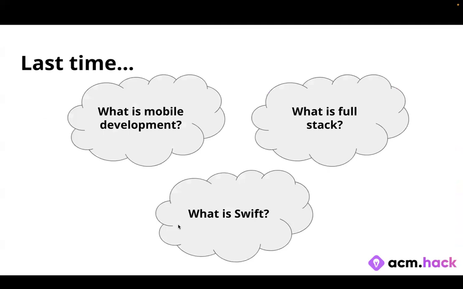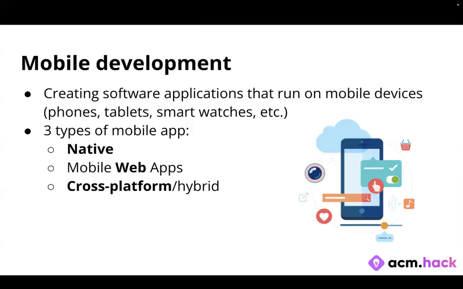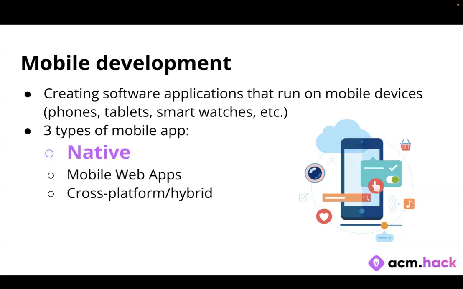So quick recap. I think, in my opinion, last time we covered 3 very important concepts: mobile development, full stack, and Swift. I'm going to start with mobile development. What is mobile development? I think this term is actually quite self-explanatory. Basically, mobile development means to create software applications that run on mobile devices. The majority of the devices right now are phones, tablets, smartwatches, but that range could expand in the future. There are 3 types of mobile apps in general: native apps, mobile web apps, and cross-platform or hybrid apps. For this series, we're going to mainly focus on native apps.